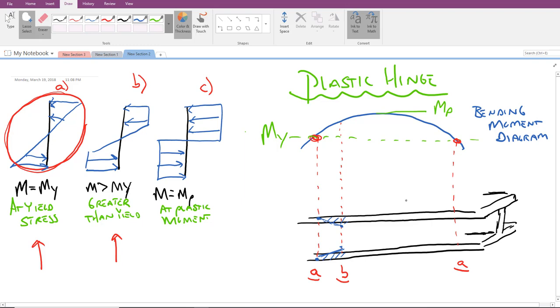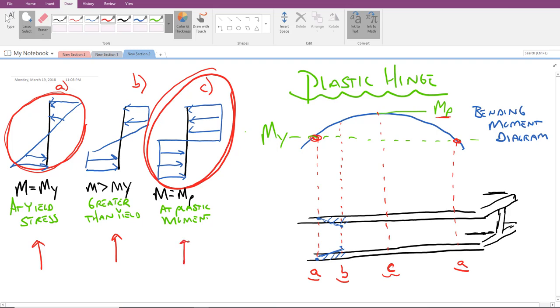At cross section C, said that wrong, which is the center of the beam where we've reached the plastic moment, the profile would look like it does in diagram C. And that means that the entire top and bottom of the beam has gone into plastic deformation. If we connect the dots here, we end up with this zone right here along the beam where everything goes into plastic deformation, and everything that is not highlighted has still not yet yielded.